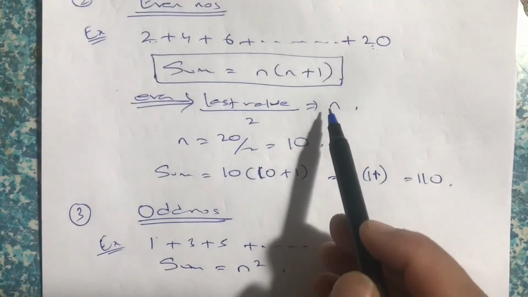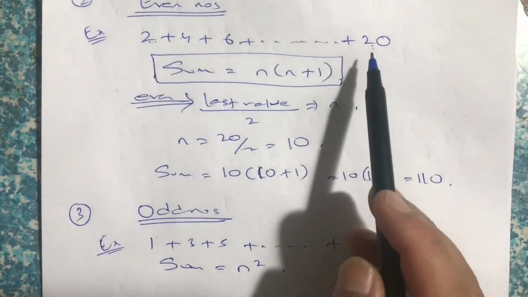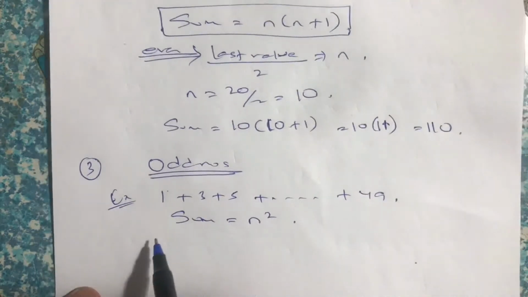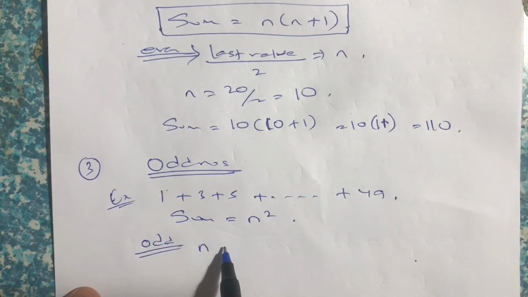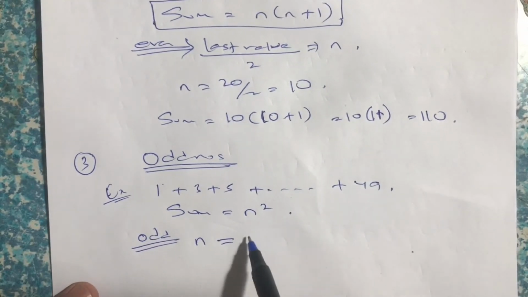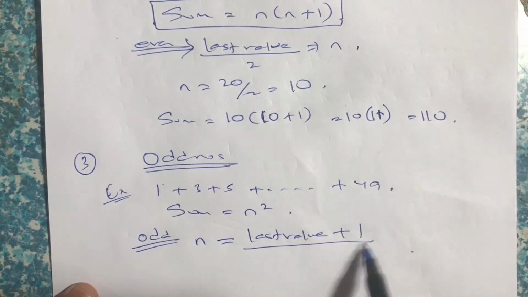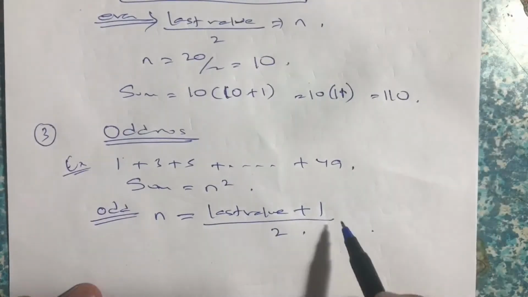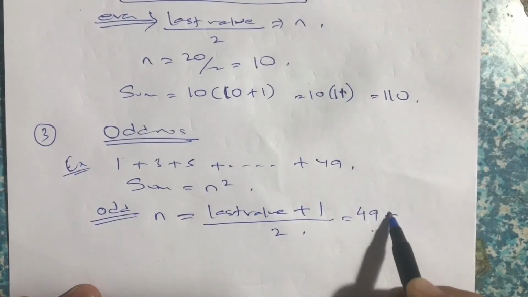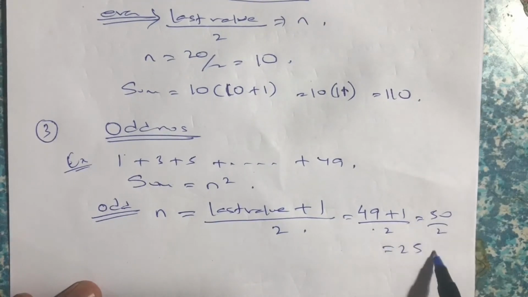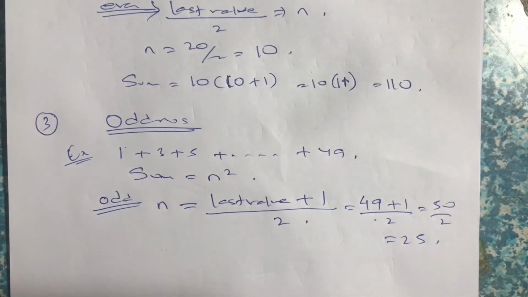For even, it's very simple. We just check what the value at the end is, and then divide it by 2, and we get n. But for odd, if I want to find n, then the formula will always be this. Whatever the last value is, you add 1 and divide the whole thing by 2. So the last value is 49, plus 1, divided by 2. So 50 divided by 2 comes out to be 25. So over here n is equal to 25.